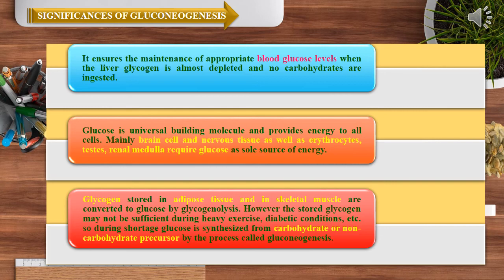These are the main significances of gluconeogenesis. It maintains blood glucose level. It provides energy to important tissues, brain cells and nervous tissue. And during fasting conditions and heavy exercise, when energy is not met by carbohydrate sources, gluconeogenesis is the pathway that produces glucose from non-carbohydrate sources.